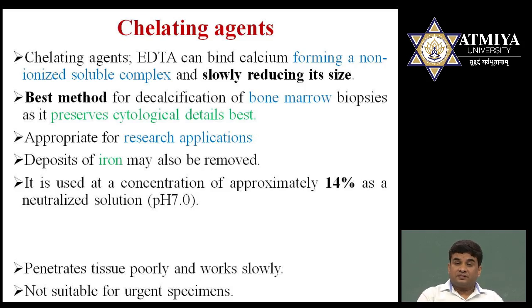It is very good for samples for research application purposes. But it has some disadvantages: it is very slow and less tissue penetrating. So if you are not in a hurry and the sample is not urgent, then you can use this type of reagent, but it is mainly used for research applications. Usually a concentration of 40% is most commonly used in the case of the chelating agent EDTA.